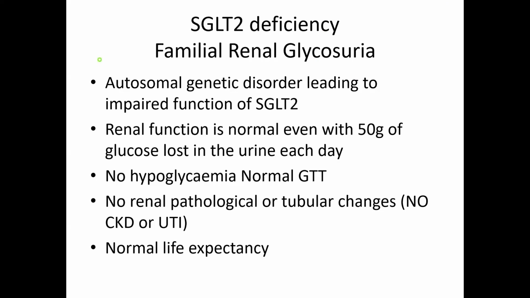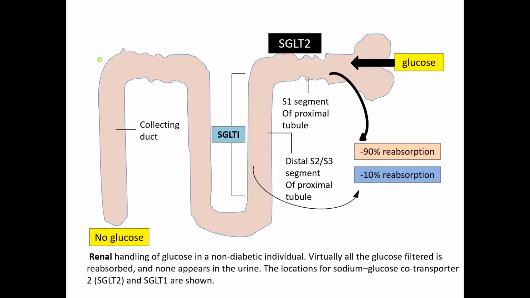So this is SGLT2 deficiency, familial renal glycosuria. An autosomal genetic disorder. Renal function is normal. Even with 50 grams of glucose lost, no hypoglycemia, normal GFR, no renal pathological or tubular changes, no CKD or UTI, normal life expectancy.